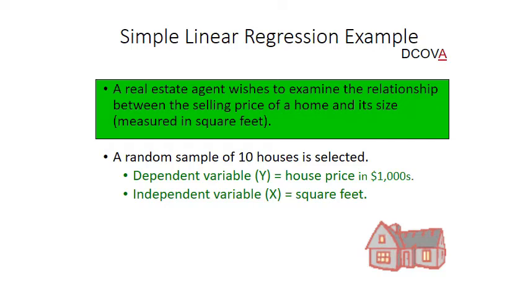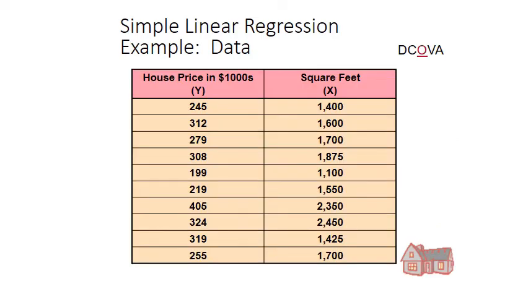So here we solve one example, like a random sample of 10 houses is selected. Here we have data: house price and square feet. As I said in the beginning of this lecture, it is not necessary that price is always independent, but here you can see price is the dependent variable, which is y, because price depends upon land area, and x is the independent variable.